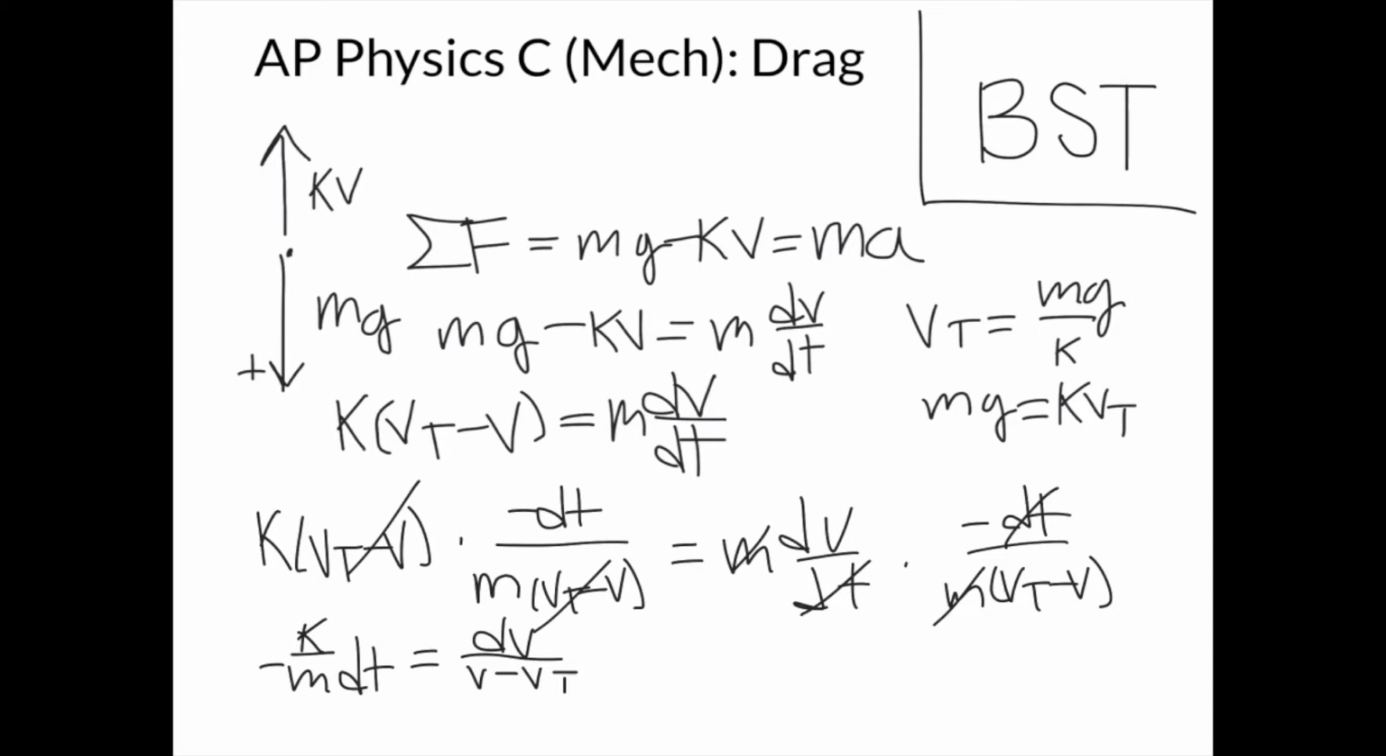Okay, now I can integrate both sides. So if I do that, integrate, I have from 0 to time t of negative k over m dt is equal to, now the lower limit here is going to have to be the initial velocity to be consistent, but you could of course evaluate this with an initial velocity. I'm going to assume that the object starts from rest before falling, so that initial velocity is 0. So it's going to go from 0 to v of dv over v minus v terminal.